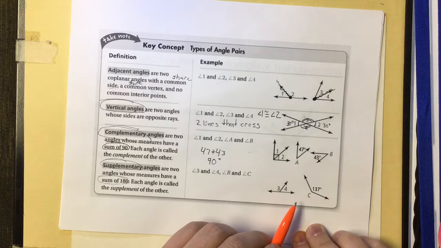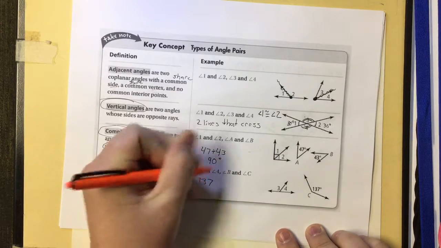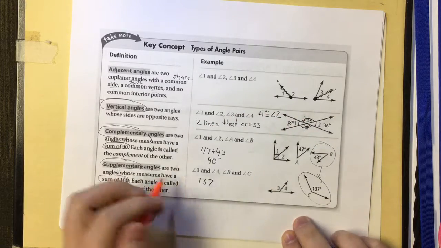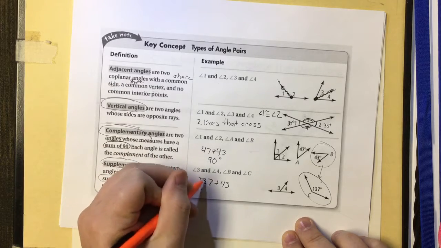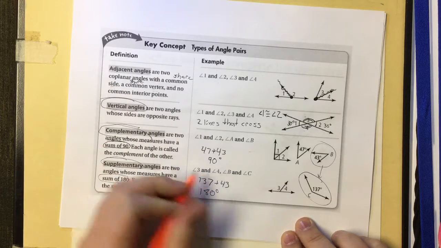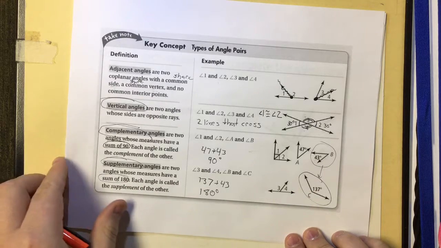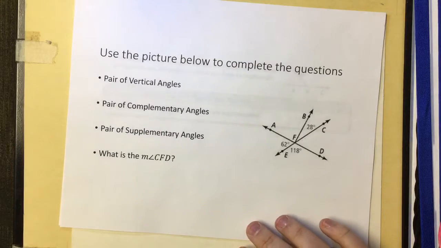We also have a picture here with a 137 degree angle. So if we did 137, and let's grab angle B and use it again, B and C. If we do 137 plus 43, that's 180 degrees. So B and C are also supplementary with each other because together they make 180 degrees.